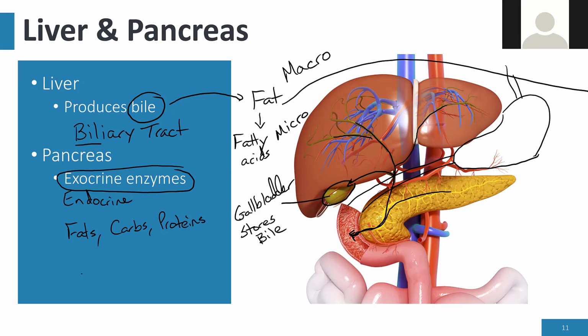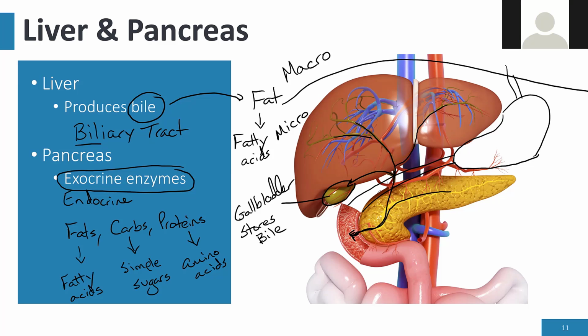So fats, we said, break down to fatty acids. Carbohydrates, which are complex sugars, break down to simple sugars. Proteins break down to amino acids. So again, it's just taking big food components and breaking them down into smaller micronutrients: fatty acids, simple sugars, amino acids, whatever it is. And those are the things that our body is actually going to be able to absorb and utilize.